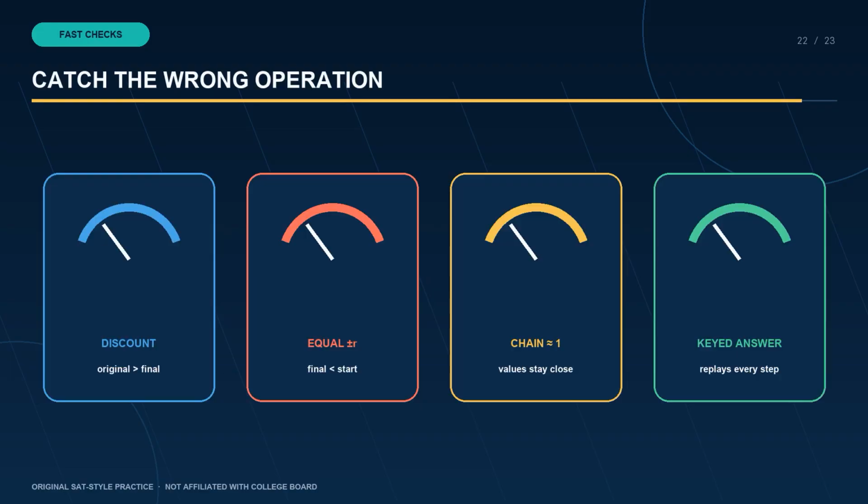Use fast checks. A discount means the original must exceed the sale price. Equal up and down rates must end below the start. A combined multiplier close to 1 means original and final should be close. And every keyed answer must reproduce every step, not just look near the final. These checks catch a wrong operation before it costs a full minute.